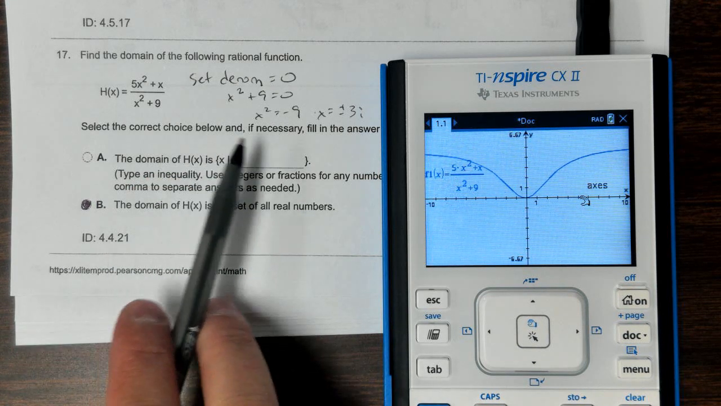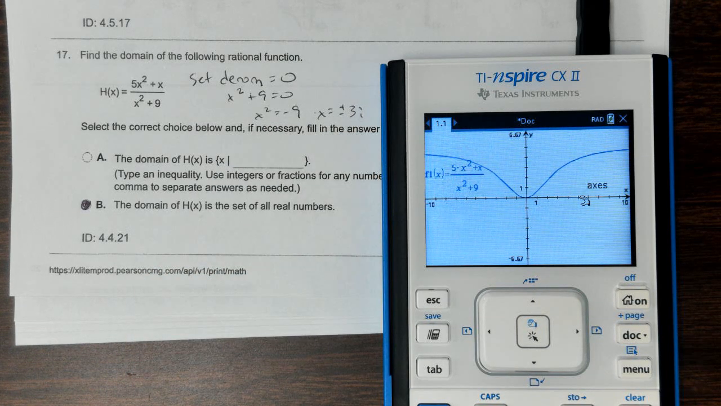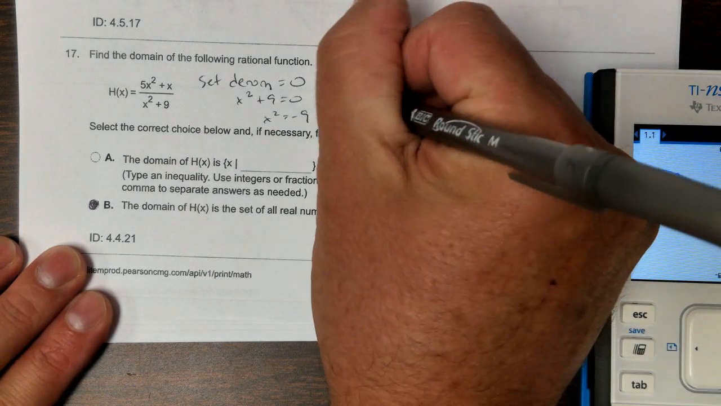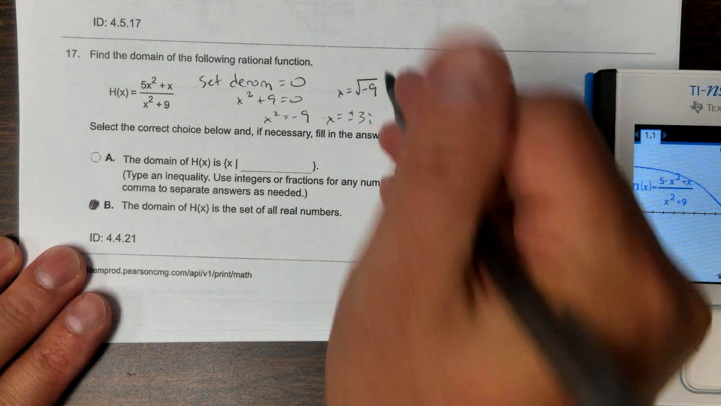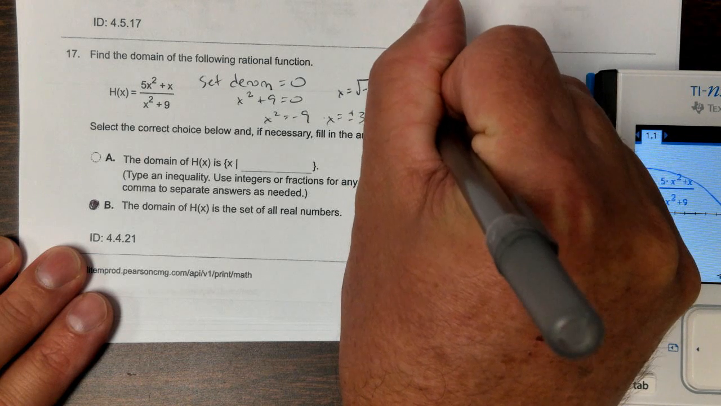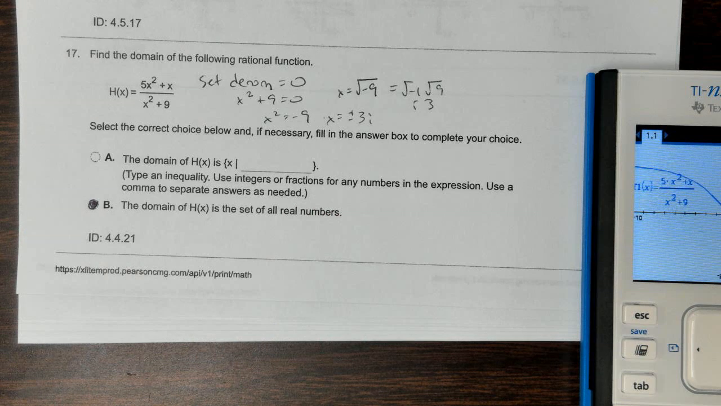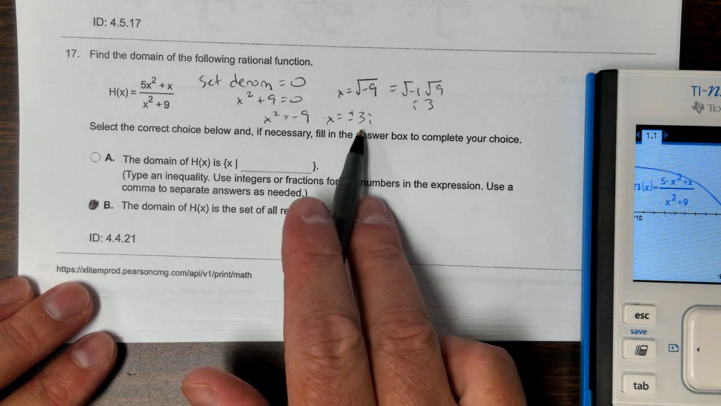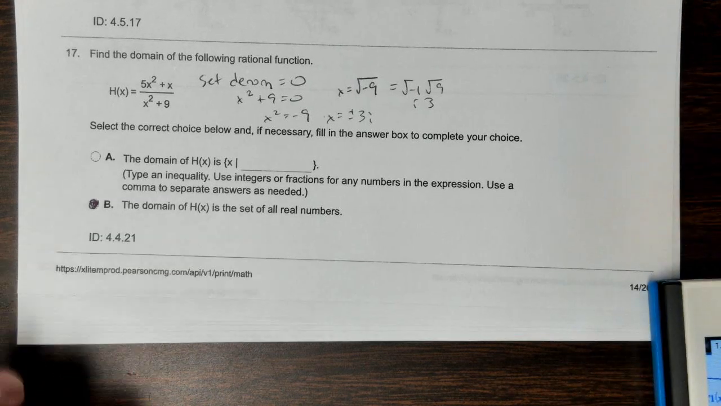And it's because when you set your denominator equal to 0, you get an imaginary number. Because, again, x is the square root of negative 9, which you could break down into the square root of negative 1 times square root of 9, so that's i times 3. So there's your imaginary. i times 3 is the same as the 3i. Any questions? Okay. Then the last one.